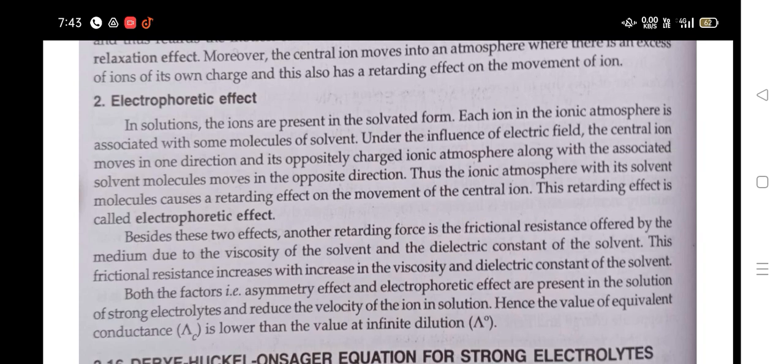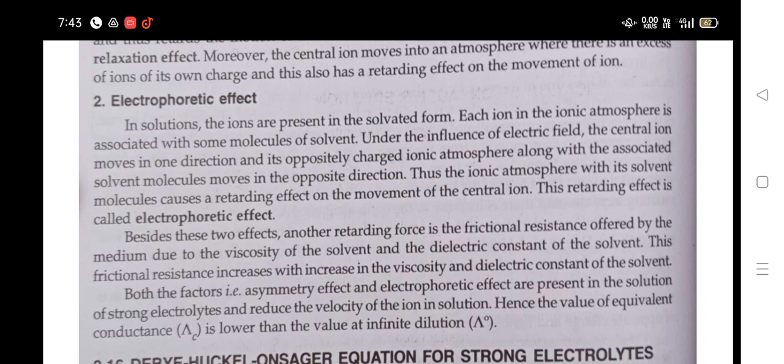Second, the electrophoretic effect. In solution, the ions are present in the solvated form. Each ion in the ionic atmosphere is associated with some molecules of solvent. Under the influence of an electric field, the central ion moves in one direction and its positively charged ionic atmosphere, along with the associated solvent molecules, moves in the opposite direction. Thus, the ionic atmosphere with its solvent molecules causes a retarding effect on the movement of the central ion. This retarding effect is called the electrophoretic effect.